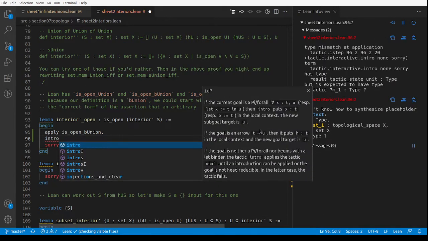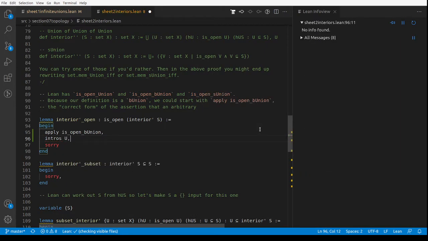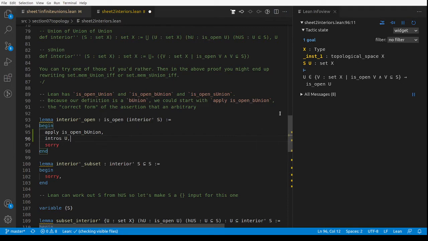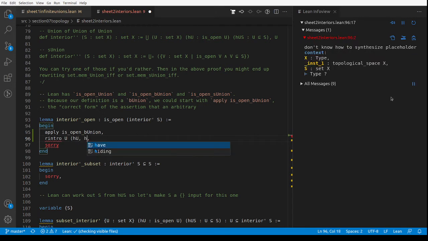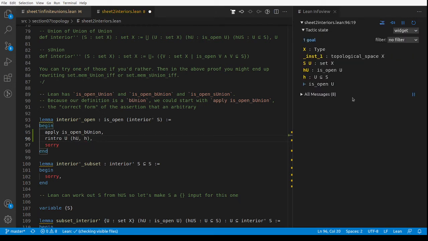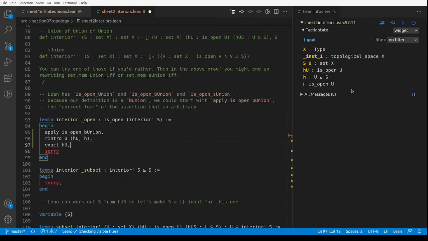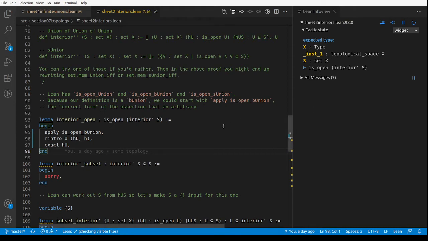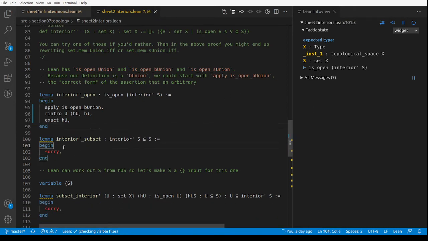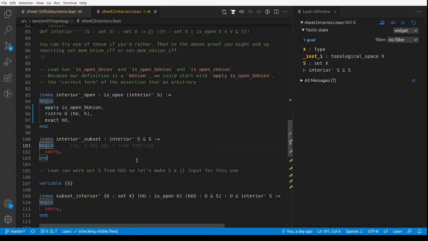So intros, intros U, and now we've got this hypothesis here. This says U is open and U is a subset of S. So I could do rintros, and then HU and then H there, and now I need to prove that U is open, but HU says that U is open, so this is exact HU. So that's done that one. It's 3 lines long.